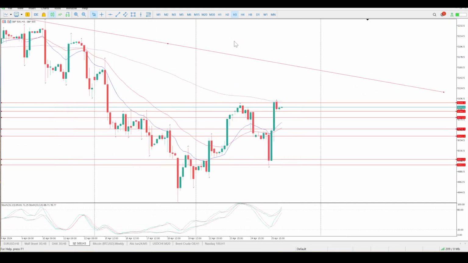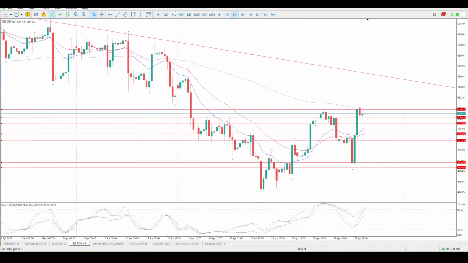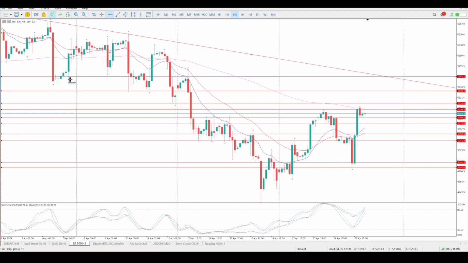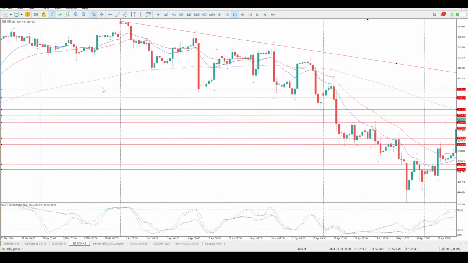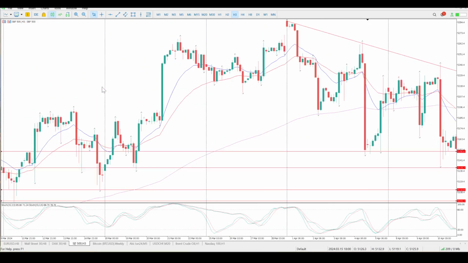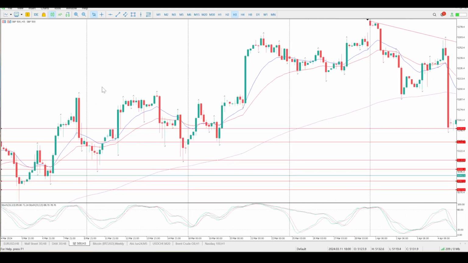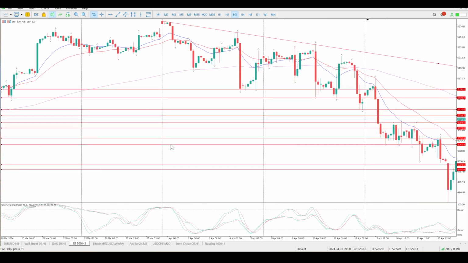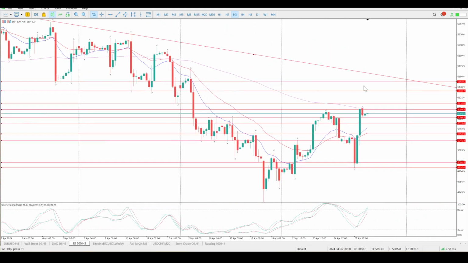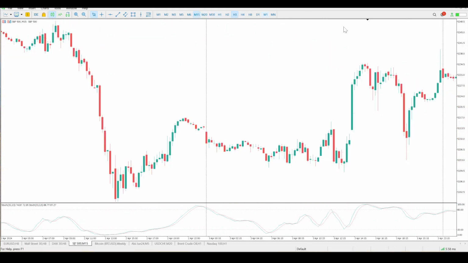What target area should we be looking for? It's so messy to the upside that I would be very reluctant. You can see there's tails all over the place. Anyway, I'd be very reluctant to hold on to anything. So let's get back to the 15-minute.